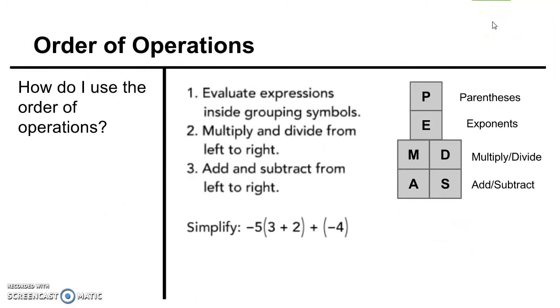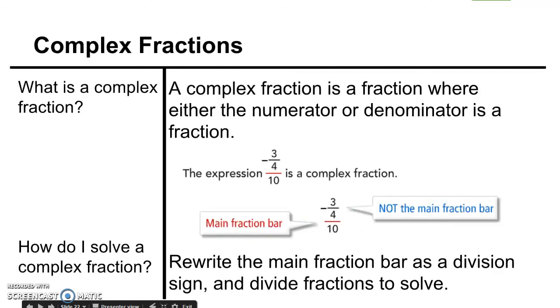Okay, one last thing to review is order of operations. Y'all know this. Parentheses, exponents, multiply, divide, add, subtract. We learned later in the year that parentheses can actually mean a lot of different grouping symbols, so we take care of that first. So we would do here 3 plus 2 is 5. Then we'd multiply times the negative 5, get negative 25. Then add to the negative 4 would be negative 29.